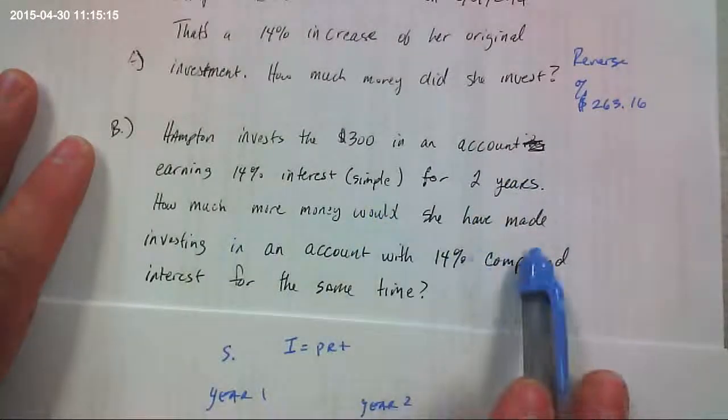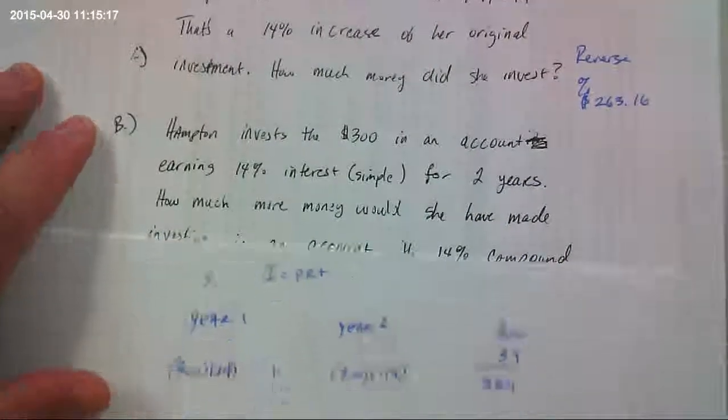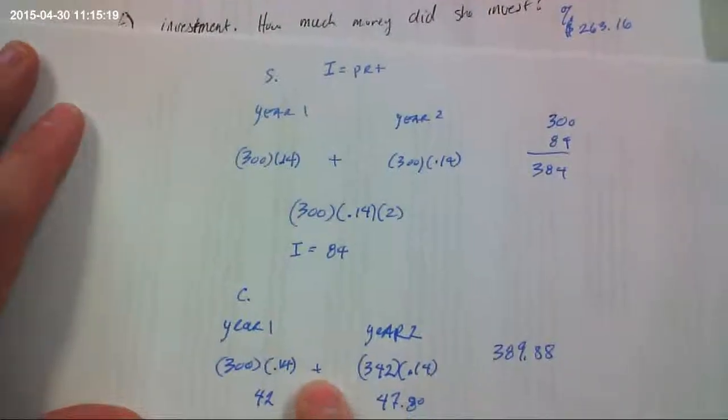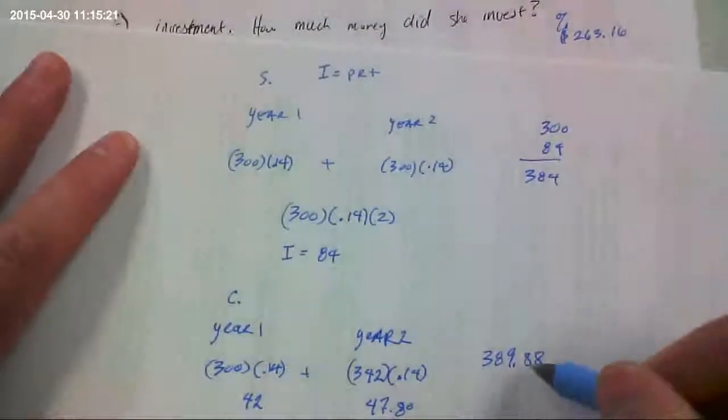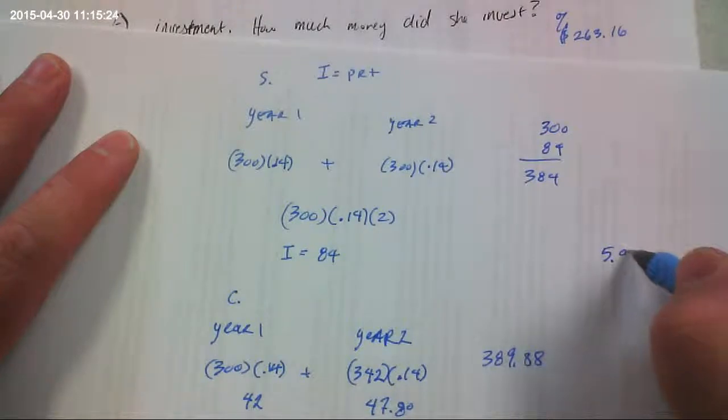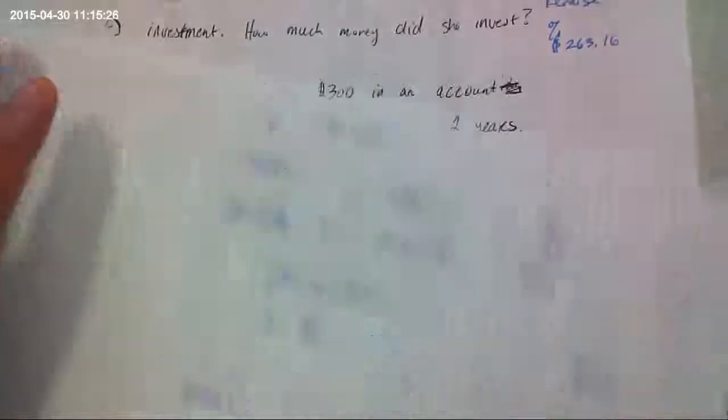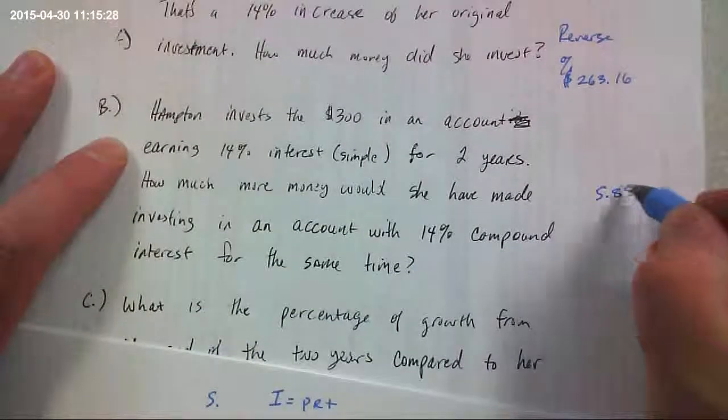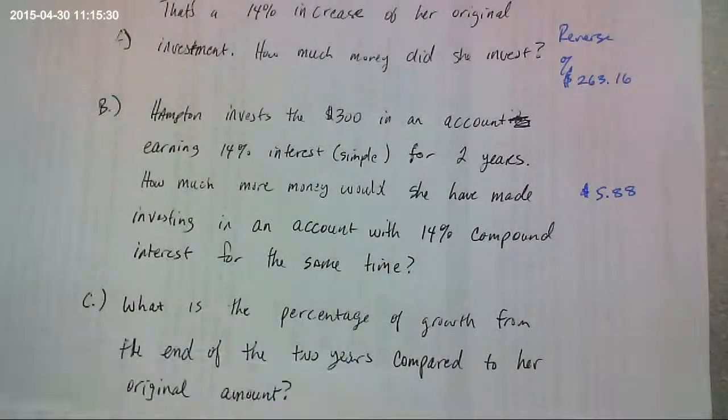So the question is, how much more money would she have made if she invested in an account that had compound interest versus simple interest? So that looks like $5.88. Okay? All right, next question.